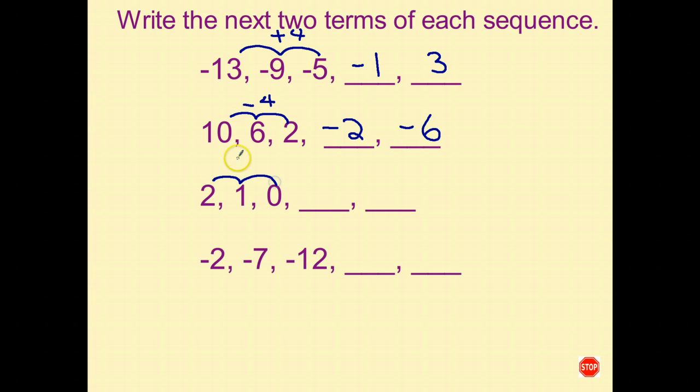This sequence, you're going down by 1 each time. So if you're at 0, you go down by 1, that's -1. Go down by 1 again, that's -2. In this sequence, well, let's see, debt of $2, debt of $7, debt of $12. Obviously, each time you go along, you're going down by 5. Each number is 5 smaller than the previous one. So that's going to take me to -17 and then -22. Okay, we'll stop the video there.